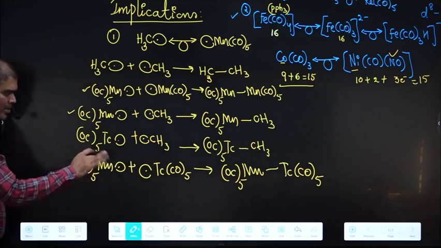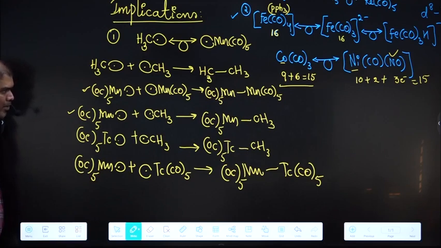Instead of technetium, you can also take rhenium. Every example you need not take. You can just understand the implication. The analogy is working.